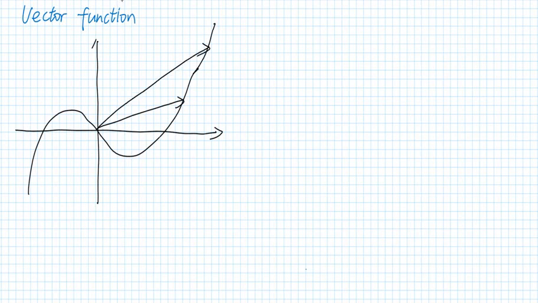Let's say this vector is r(t). So the tip of r(t) traces out the whole curve. And this is the vector function.